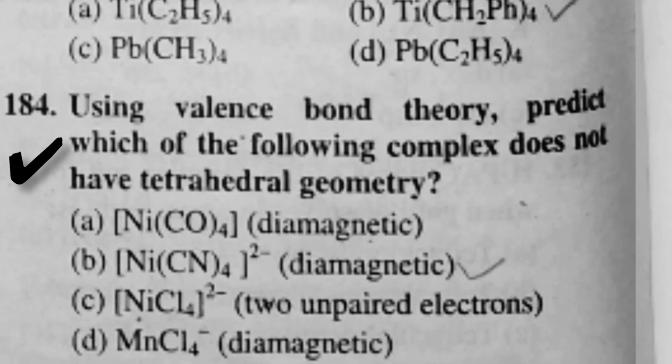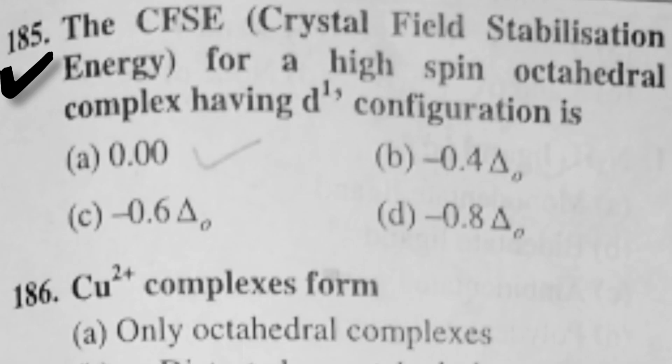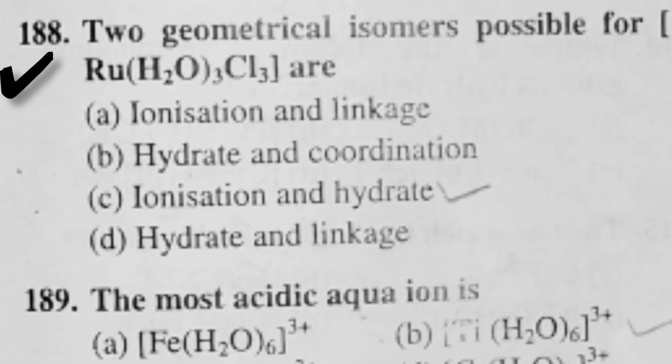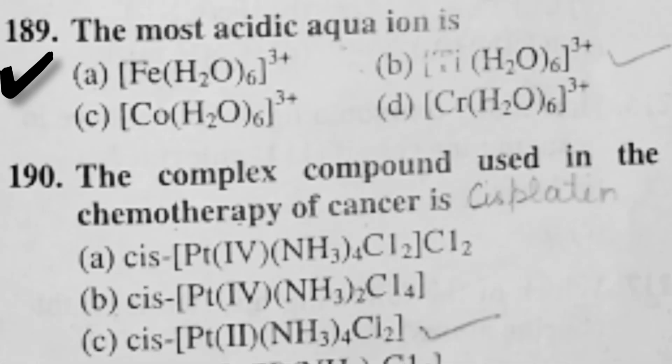Using valence bond theory, predict which of the following complexes does not have tetrahedral geometry? Option B is right. The CFSE, crystal field stabilization energy, for a high spin octahedral complex having d1 configuration is option A is right. Cu2+ complexes have option B is form. Option B is right. The d orbitals will split under trigonal bipyramidal ligand field into option C is right. Two geometrical isomers possible for this complex are option C is right. The most acidic aqua ion is option B is right.